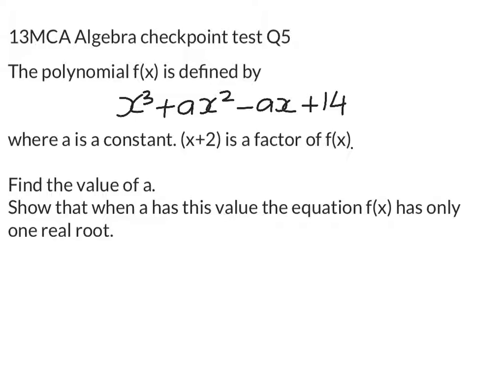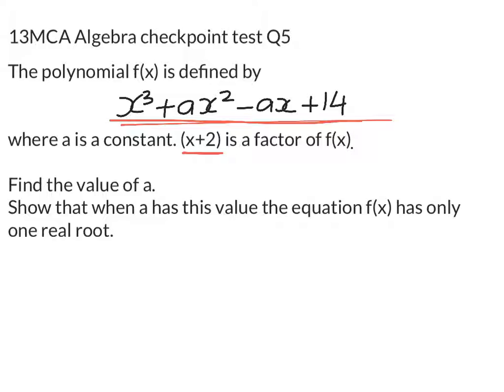The polynomial f of x is defined as follows, and a is a constant, and we're told that x plus 2 is a factor of f of x. So 2 things to do. First, we have to find the value of a, and then we have to show that when a has got this value, f of x has just got one real root.